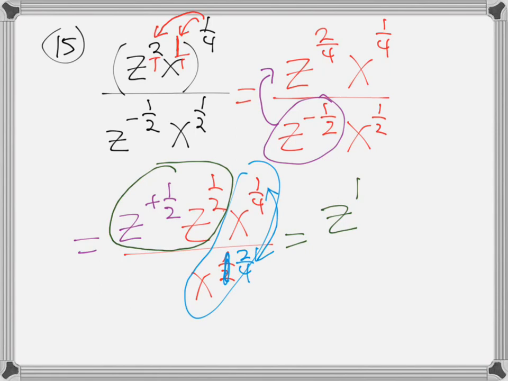Right, when they're vertical, they subtract, don't they? When they're side by side, they add. The z's add. When the x's are vertical, they subtract. Now, which power? The answer is going to end up wherever the power is bigger. It could be the top or the bottom. Where's the bigger x power, top or bottom? Bottom. So, 2/4 minus 1/4. You get 1/4.